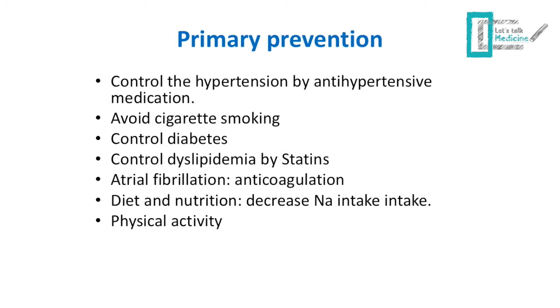For prevention, first we'll take primary prevention. Primary prevention means that you want to prevent a stroke before it happens. So how do you do that? By controlling hypertension, not smoking cigarettes, controlling diabetes, controlling dyslipidemia, and also in atrial fibrillation, you give anticoagulants to patients. So just a point, you don't give anticoagulants as primary prevention except in special cases, like here, as you can see, atrial fibrillation. And also diet and nutrition. So you decrease the sodium to maintain good blood pressure, and also physical activity.